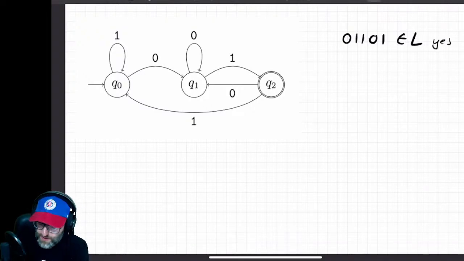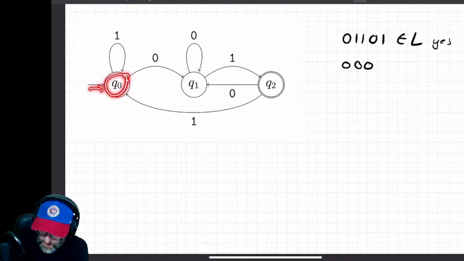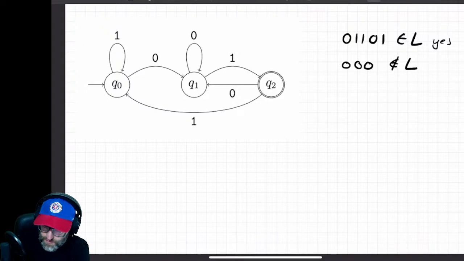What about some other examples? What about 0, 0, 0? If I go 0, 0, 0, I start out in this initial state, go 0, 0, and then I go 0 again. And I end up in this rejecting state, meaning that this is not in the language defined by this finite state automaton.